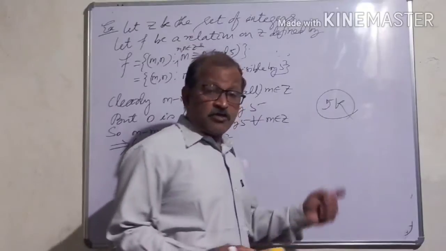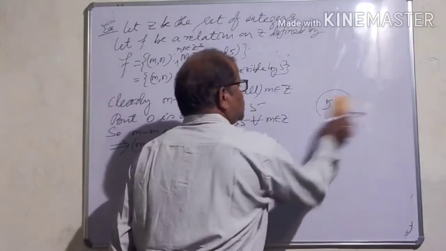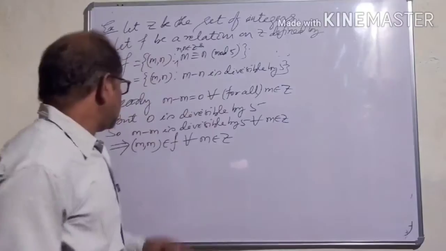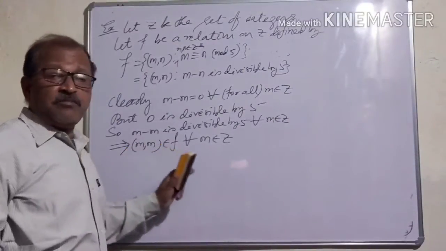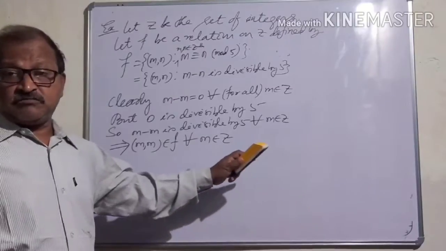From division algorithm, it is better understood. Yes, 5k. So 0 is divisible by 5. So M is related to M for all M belongs to Z.